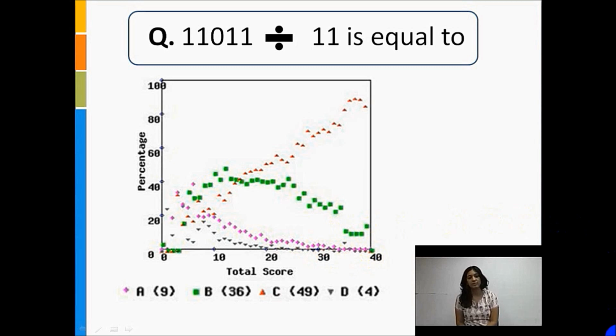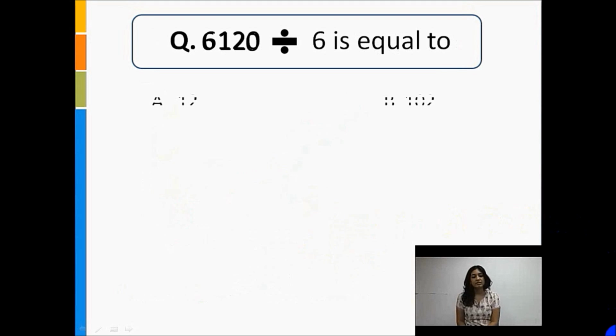Let's take a look at another example of the same thing. This question was asked in a class 5 asset paper. Students were required to find out what 6,120 divided by 6 was equal to. The correct answer in this case was option D, that is 1,020.